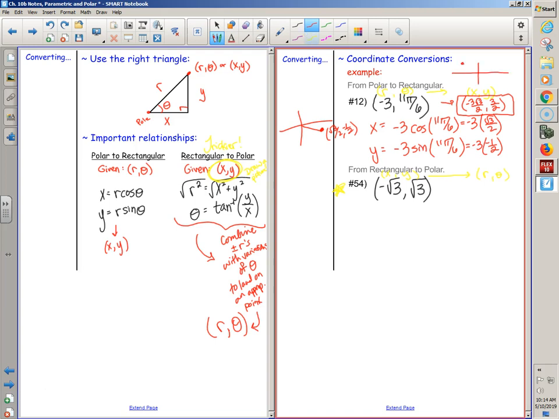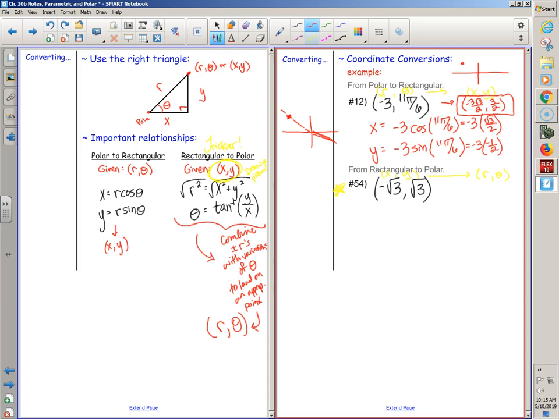Second quadrant, but I drew... oh, that's not my point. That was my unit circle, that was my 11 pi over 6, so be careful. If you draw pictures of unit circles, you might get confused. We never drew our picture for this guy. 11 pi over 6 is down here, but why would the point not have been down here? So second quadrant, are we good? Yeah, we're good.